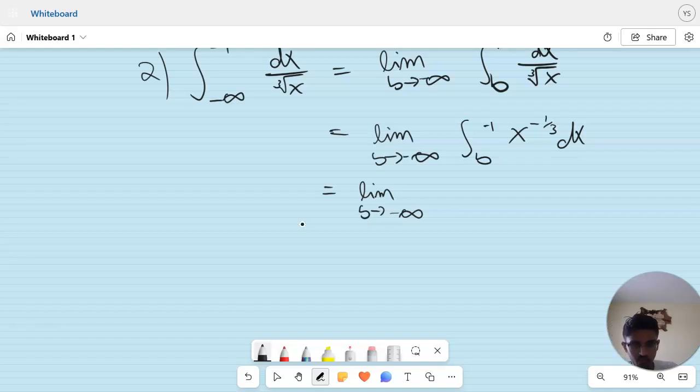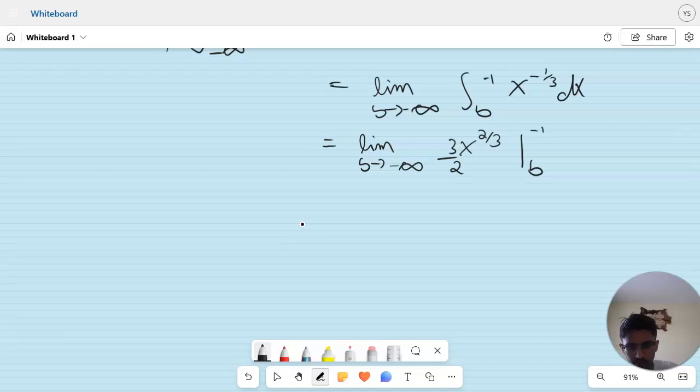Now finding the integral of this, right? So the x to the negative 1/3, it's just normal integration. So that integral will be x to the 2/3. Okay, and 3/2 would come in the front, from negative 1 to b, right?